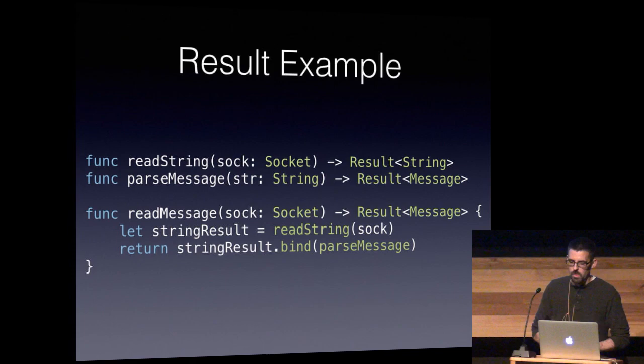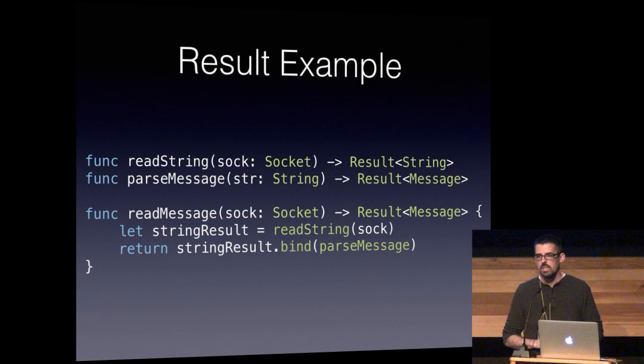So what does this look like in practice? Say we have two functions. The first one, read string, takes a socket and returns a result string, right? Reading from a socket might fail for any number of reasons. In the successful case, we get back a string. Great. In the failure case, we get back some error of some unknown kind. We have a second function, parse message. We're expecting messages of a particular format to come over the socket. So we're going to take a string as input and try to parse it, returning a result of type message. If we can parse it successfully, we'll return a new message. If we can't, we'll return some failure.